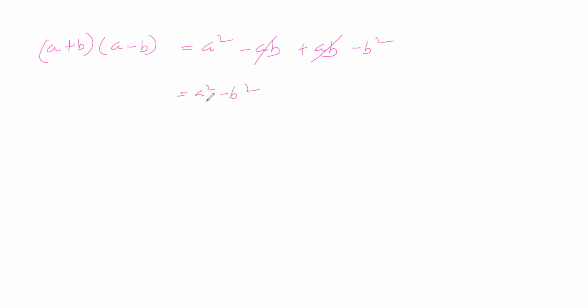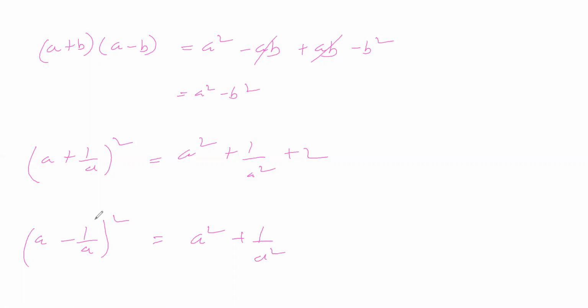Next formula we will take a plus 1 by a whole square. First we will square this, then we will square this one, then we will multiply these two with 2, so we will get this one. Next formula we will see a minus 1 by a whole square. First we will square this left side, next we will square this right side, then let us multiply left and right with 2, so we will get minus 2. We got this formula.